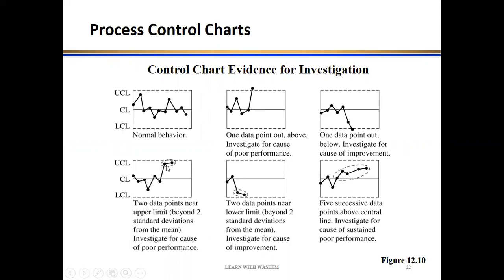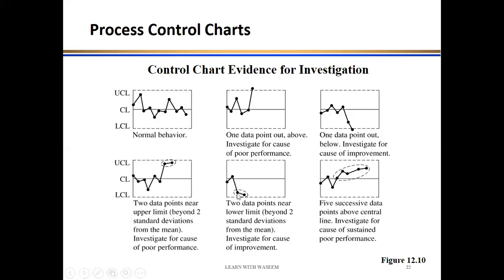Here you can see that the 2 points, they are near to the upper control limit, and beyond 2 standard deviation from the mean. From this mean, they are beyond 2 standard deviation. That means that we will have to investigate for the cause of poor performance. Okay, these points are within the control limit, but these 2 points are near to each other and to the upper control limit. So that means that the performance is poor here.